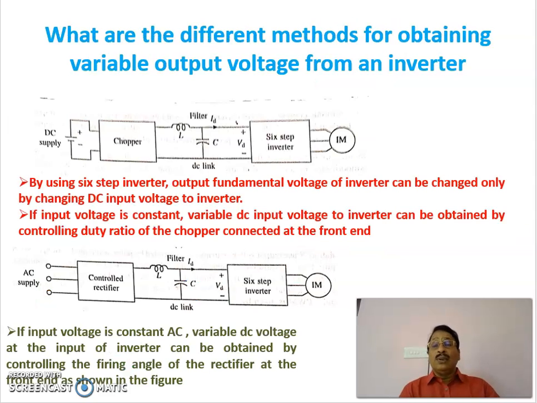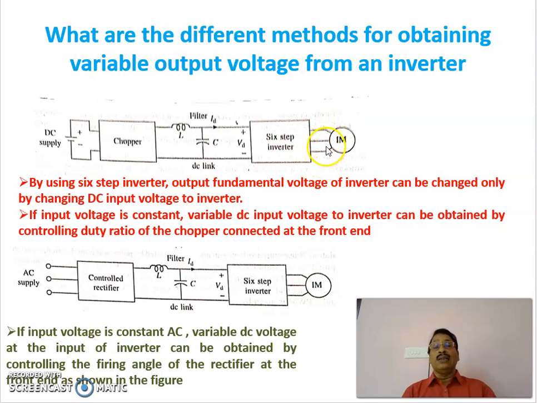Now in this slide I am going to explain the different methods for obtaining a variable output voltage from an inverter. We are using an inverter, which can be either a 6-step inverter or a PWM inverter. If the input is a DC voltage, we connect a chopper at the front end. By controlling the duty ratio of the chopper, you get a variable DC voltage at the input of the 6-step inverter. Therefore, by varying the input voltage, you can vary the output voltage.